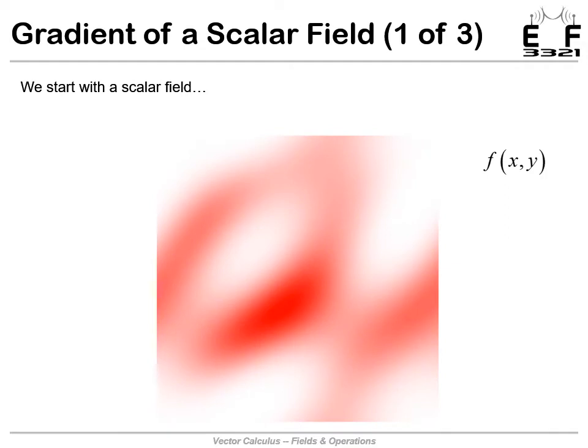Now our first operation. Here we start with a scalar field, and we would like to calculate the gradient of this scalar field. And really the gradient is the multi-dimensional equivalent of a derivative. So somehow we are assessing how quickly this function is changing. But now there's also a direction associated with that change. So let's go ahead and calculate the gradient.